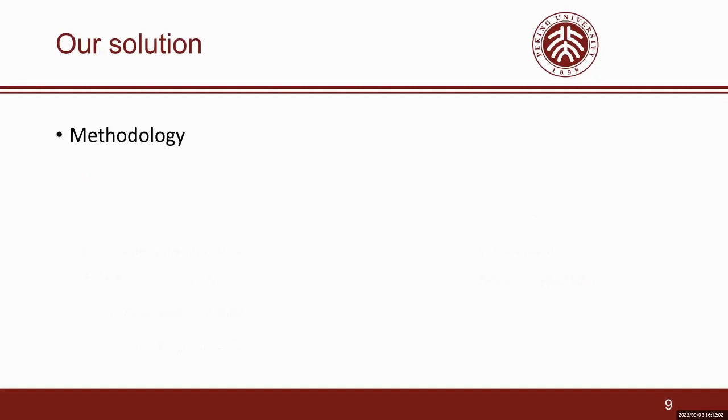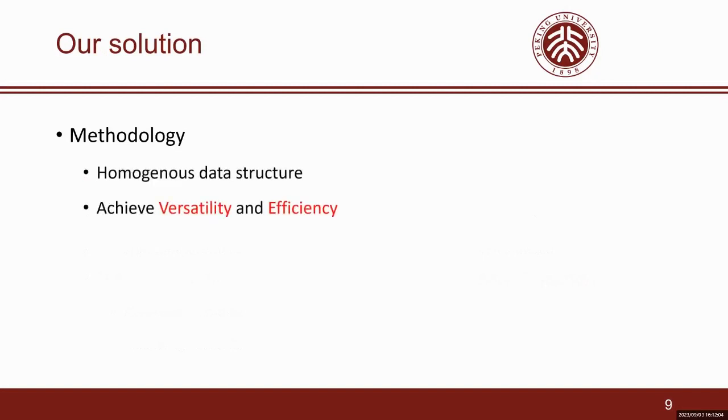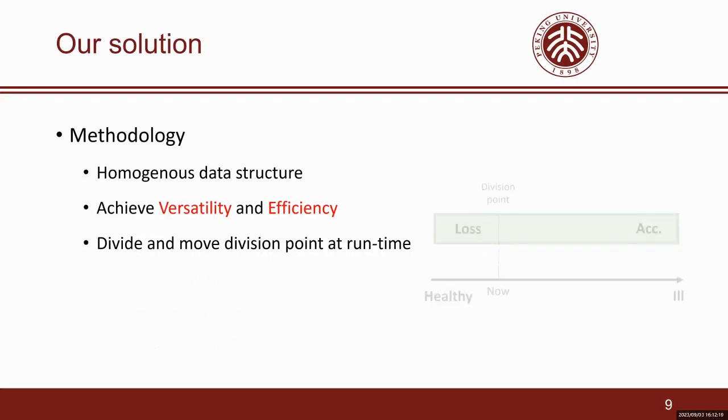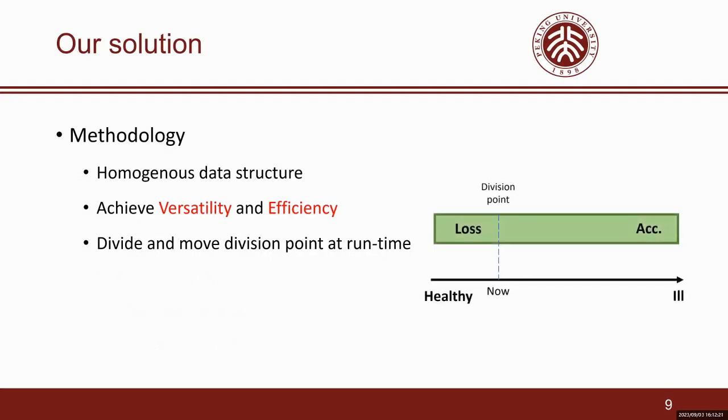The methodology to realize the key design is to propose a homogeneous data structure while achieving versatility and efficiency simultaneously. With the proposed data structure, we can divide it into multiple parts to support different kinds of measurement tasks and flexibly move the division point at runtime to achieve memory reallocation. As shown in the slides, when network state becomes ill, we can move the division point to the right to allocate more and more memory for loss tasks.